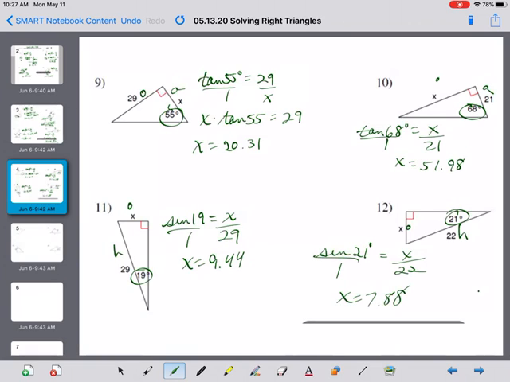So there you go. I hope that helps you understand how to find missing sides of a right triangle. Remember, for missing angles, you use the inverse trig function on the calculator, and then that gives you the angle.